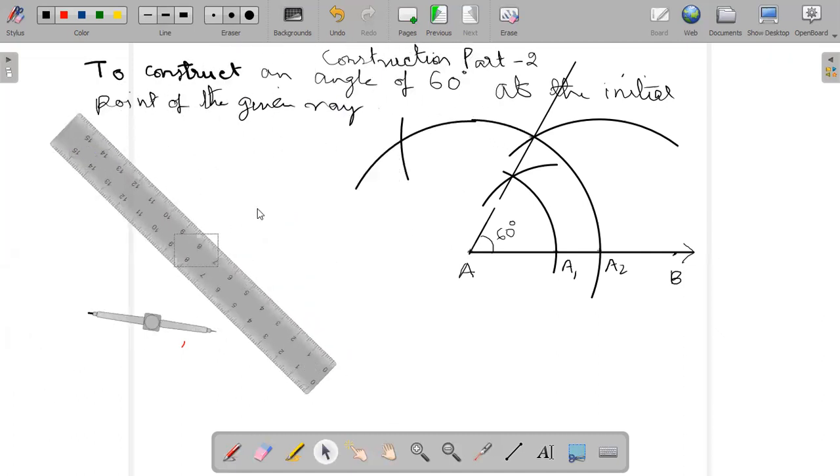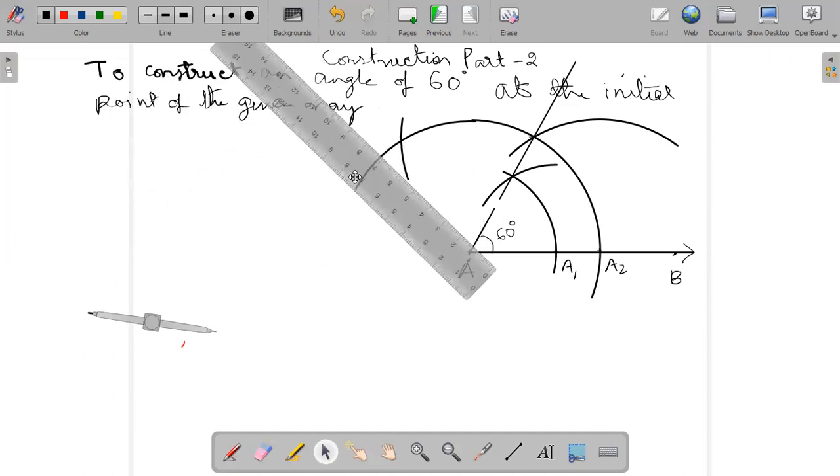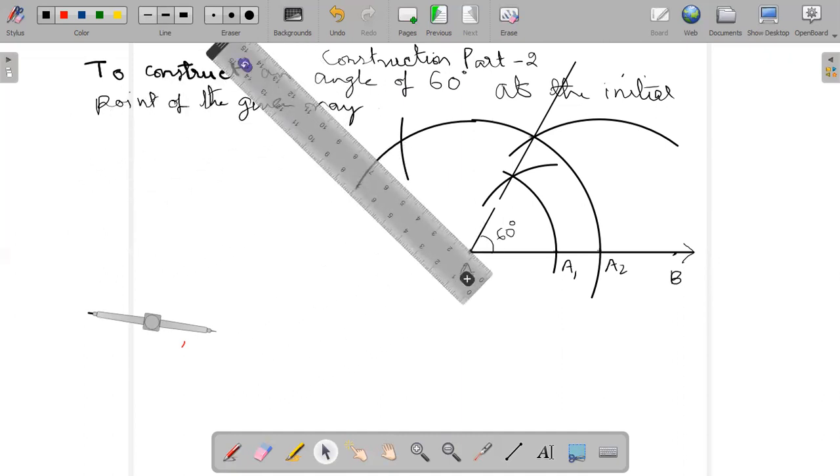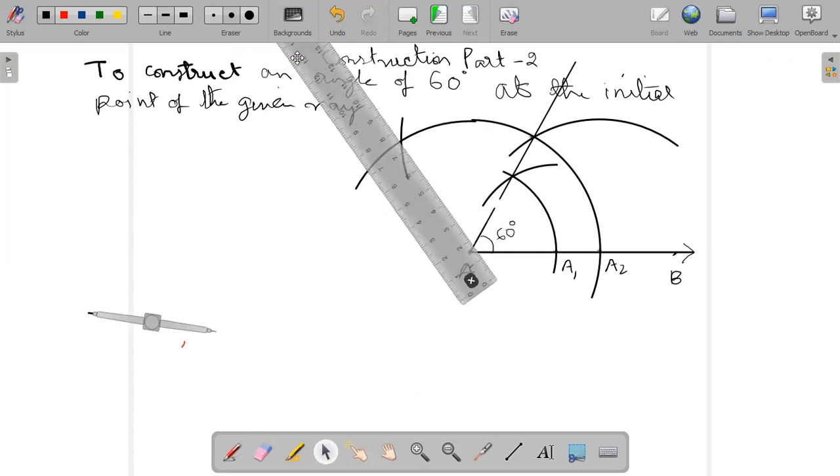This angle will be 120 degree. This will be 120 degree.